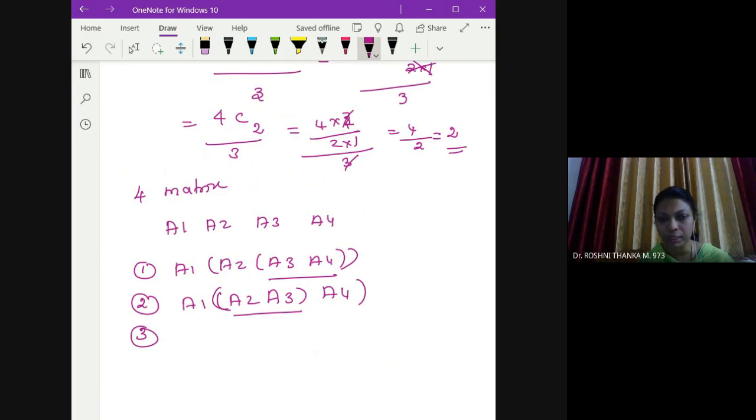And another third way I can write is A1, A2, and then I'll multiply A3 and A4, and finally we can multiply these both. So this is the third way.